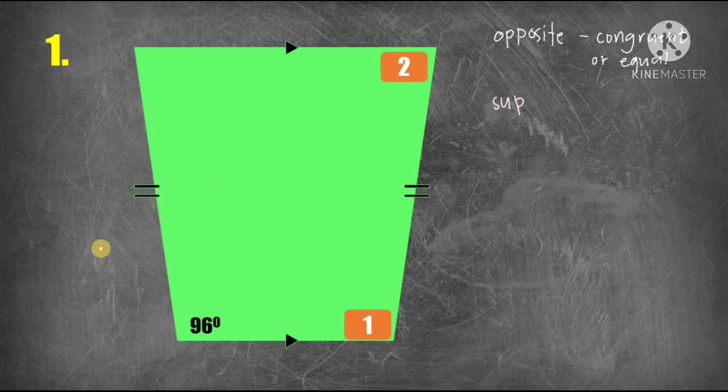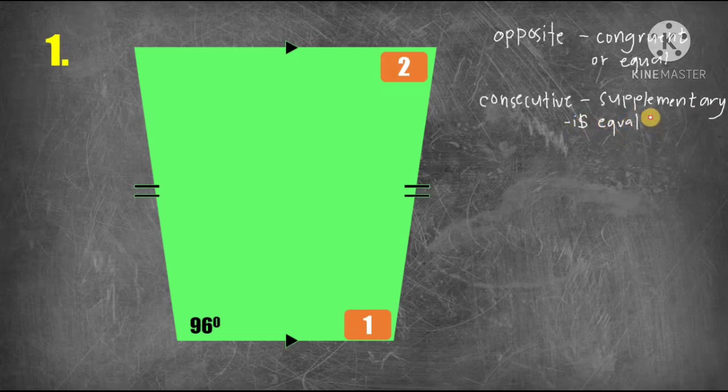And then consecutive angles are supplementary. What do you mean by supplementary? Supplementary is equal to 180 degrees. Consecutive means next to it, or kasunod lang. Kagaya nito, 96 degree. So, yung number 1 ay kanyang supplementary. Yan ang tinatawag nating consecutive dahil magkasunod sila. So, consecutive or supplementary is equal to 180 degrees.